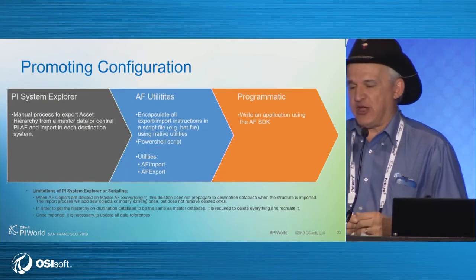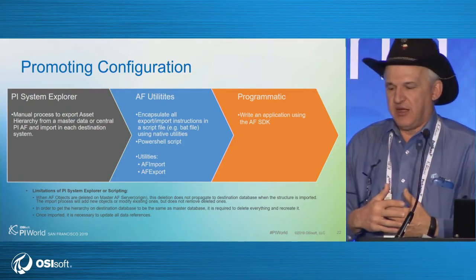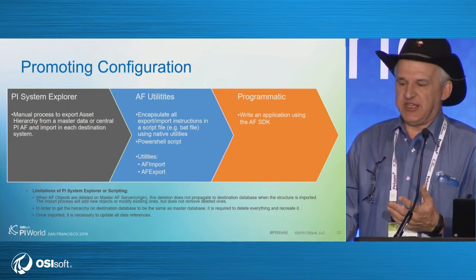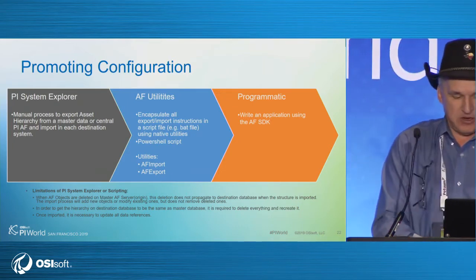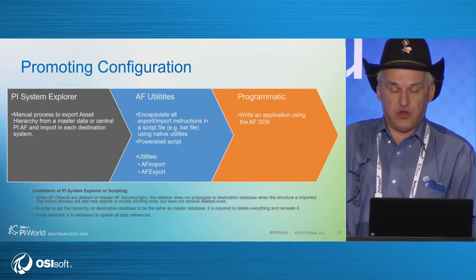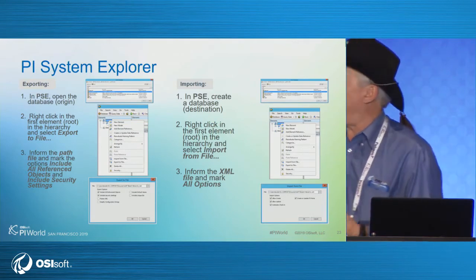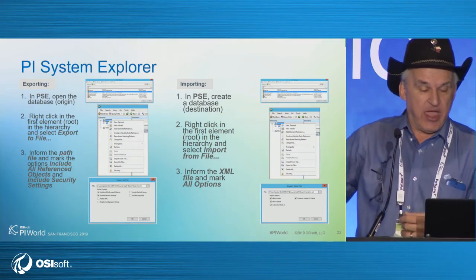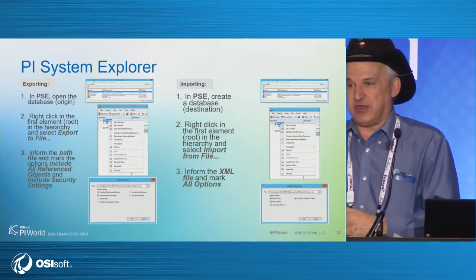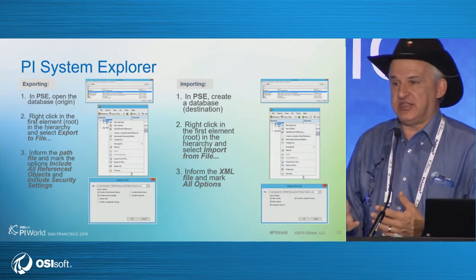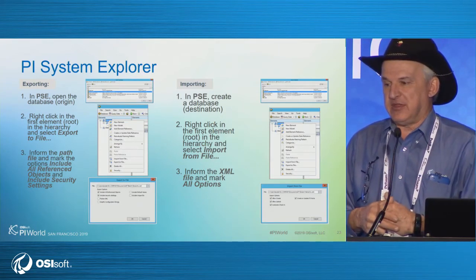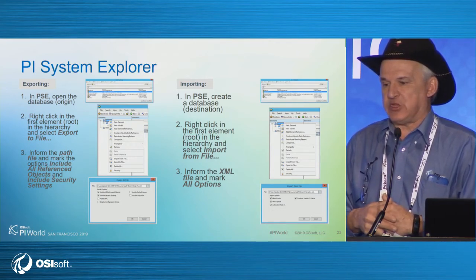How to promote the configuration. So basically, it's three methodologies: PI System Explorer, AF utility, and then programmatically using the SDK. So this is how to promote. PI System Explorer is a manual process, and it's okay and works, but I wouldn't necessarily use that as my main thing. So basically, you open up the PSE, right? You export either a template or a group, and then over there you import it. The negative of it is that it works great, but it's manual. You could probably PowerShell script it, but the negative of it is that it will not take deletion.